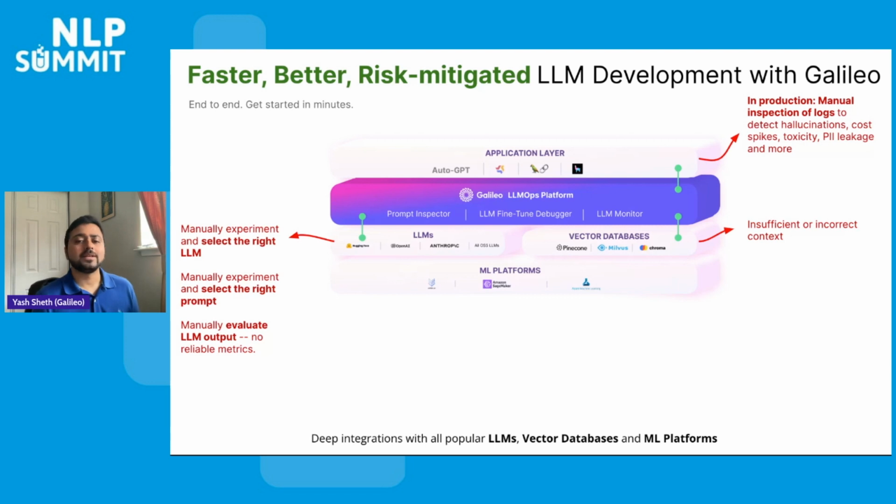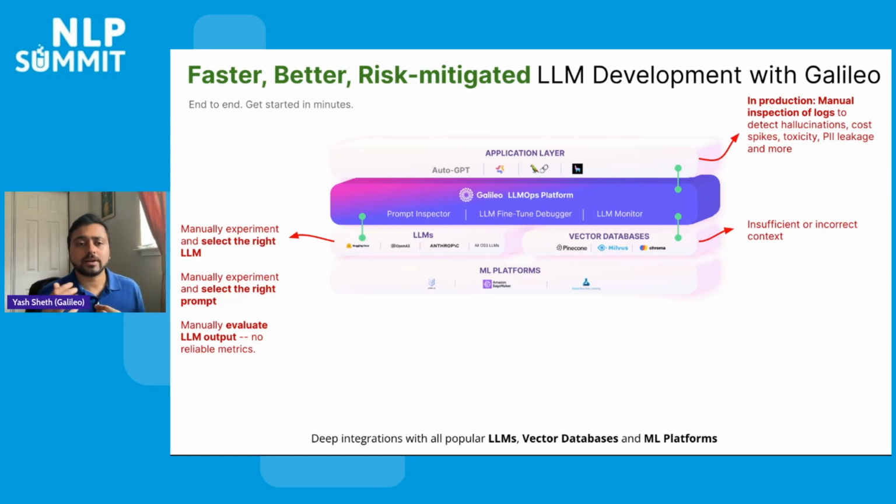So this is the LLM stack that we've been seeing, and with Galileo's LLM Studio, we have built out three different modules: the Prompt Inspector, the LLM Fine-Tune Debugger, and the LLM Monitor. And what we've seen is the biggest challenges come from not being able to evaluate and compare different models, and get to the best prompt really quickly for our application. Even just the biggest thing we've heard is that oftentimes you have to do a human eval to gauge which model and which prompt is better.